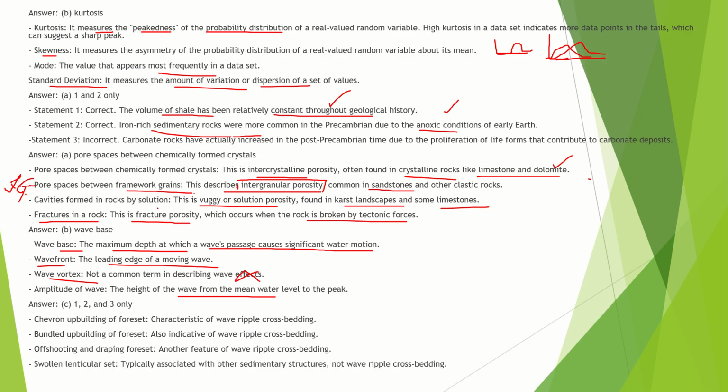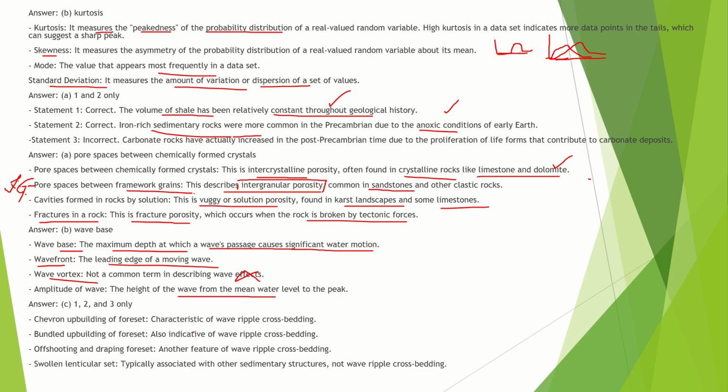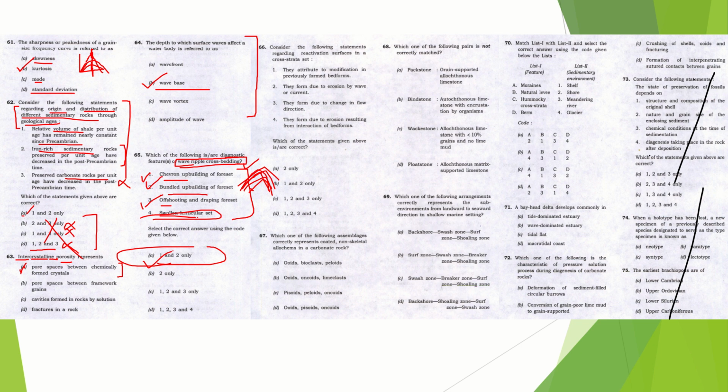Coming to offshooting and draping foreset, yes, that is also a part of that. And draping foreset or offshooting, I'll explain it. Swollen lenticular set, coming to that, it is typically associated with other sedimentary structures. It's not wave ripple cross bedding. It's something different. So coming to the 66th question.